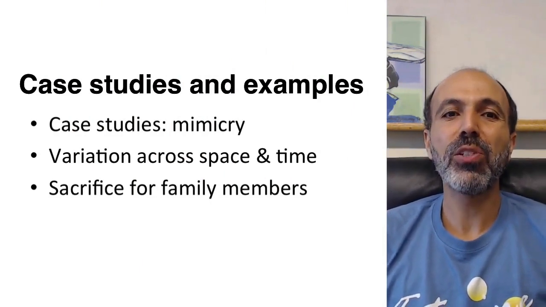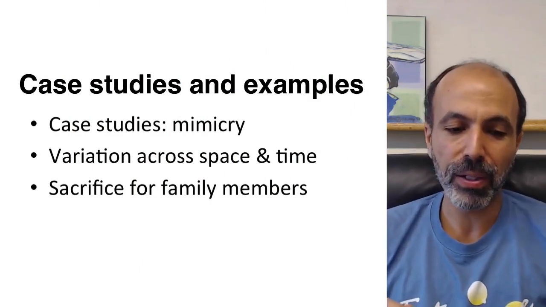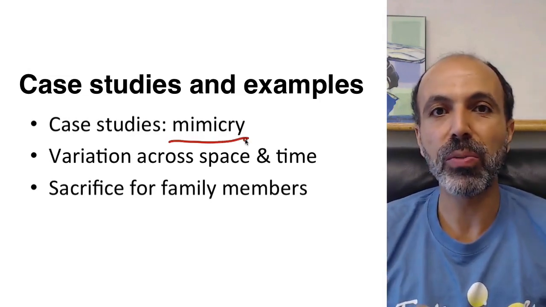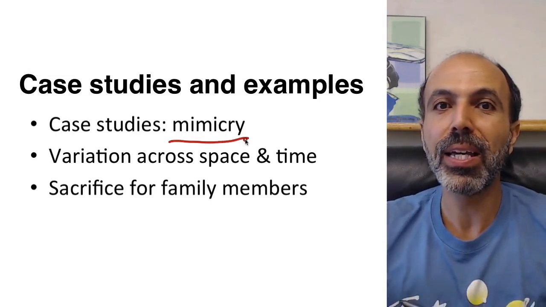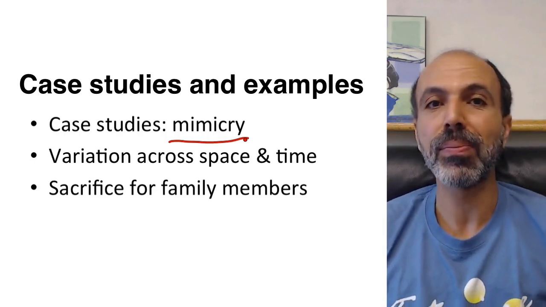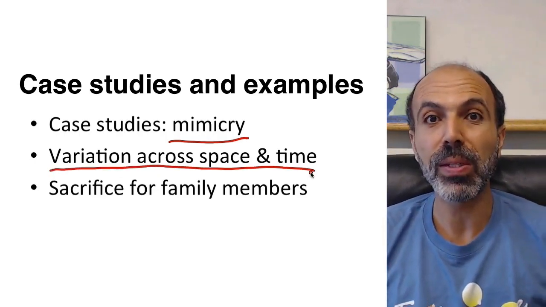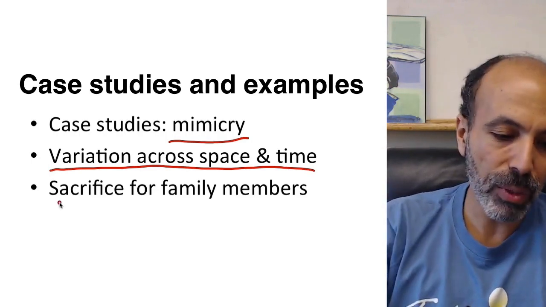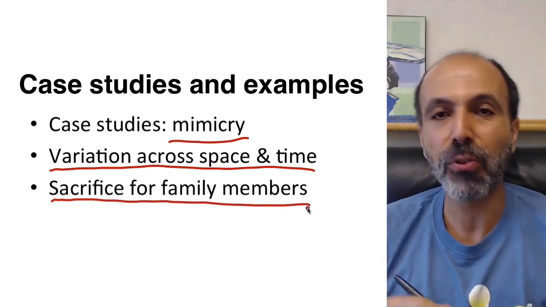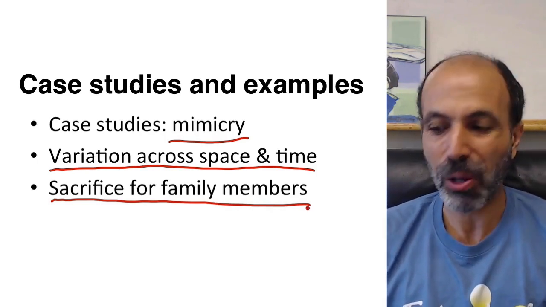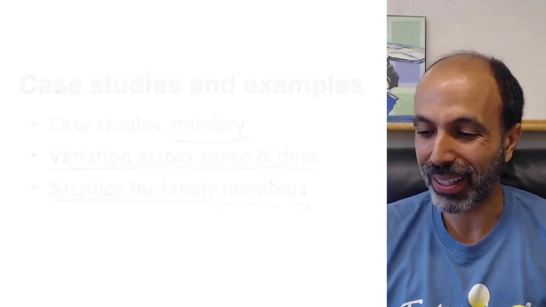I have three general categories of things that we'll be talking about. First, we'll look at some case studies of mimicry. Mimicry, as you may know from the term itself, suggests imitating something else in appearance. We'll look at variation in space and time within a species or across species. And we'll look at the principle of sacrifice for family members. Why does it happen? Evolution by natural selection isn't always ruthless, as some may have you think.